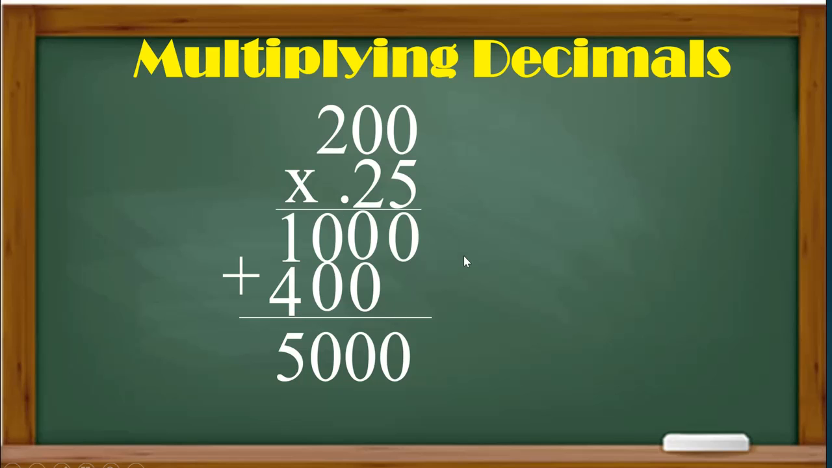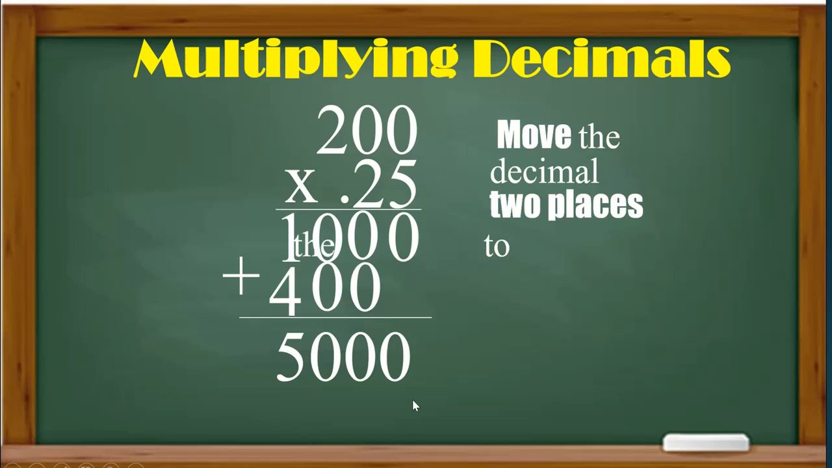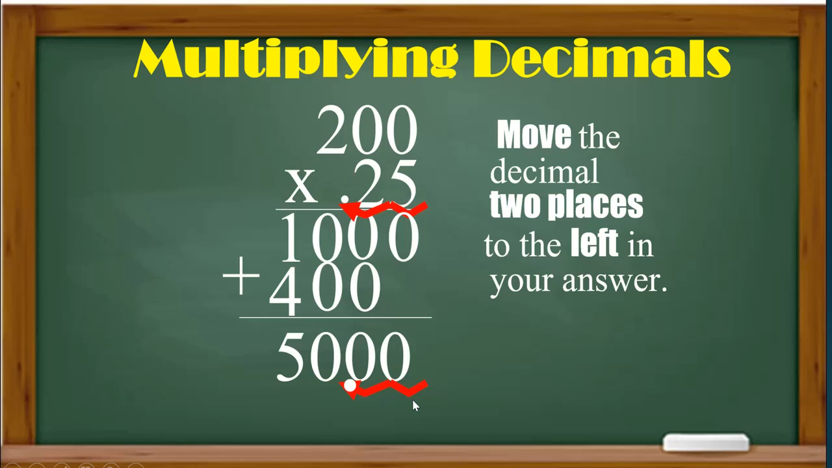Then we will count the decimal places. How many decimal places do we have? 1, 2. So there are 2 decimal places. So move 2 decimal places to the left. So our answer will be correct. It is 50.